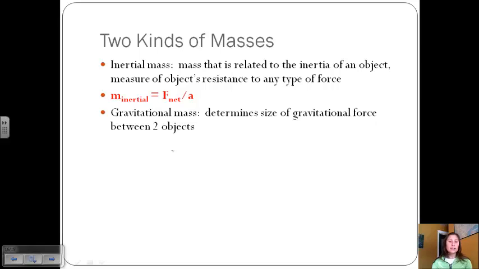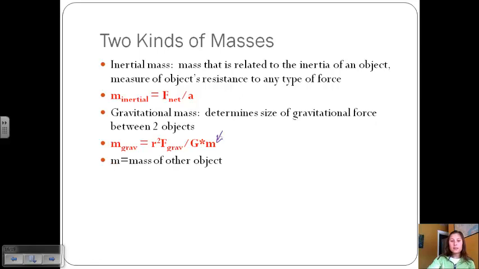The other kind of mass is gravitational mass. And this determines the size of the gravitational force between the two objects. Remember, we talked about in the universal law of gravitation that if we increase mass, we're increasing the force between the objects. We can find the gravitational mass by taking the radius squared times the force due to gravity divided by the gravitational constant times the mass. And this is the mass of the other object.